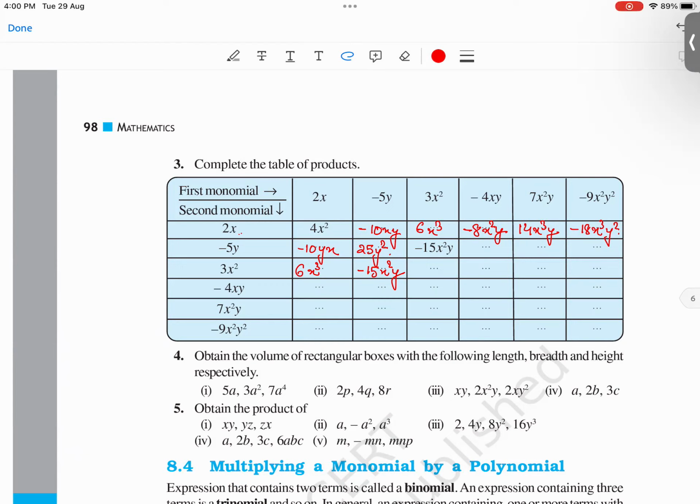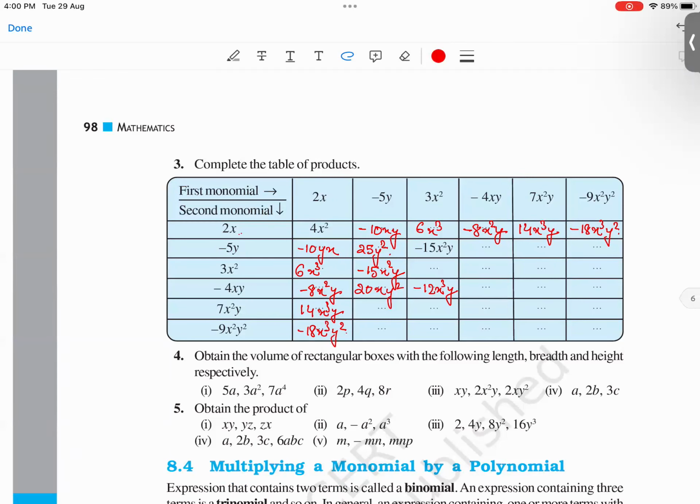So minus 4xy into 2x is how much? Minus 8x square y. Likewise, minus 4xy into minus 5y, minus 4 into minus 5 is 20 and xy into y is xy square. The rest we can do like this. Likewise minus 12x cube y. Next, 7x square y into 2x, that is 14x cube y. Minus 9x square y square, minus 18 and x cube and y square.